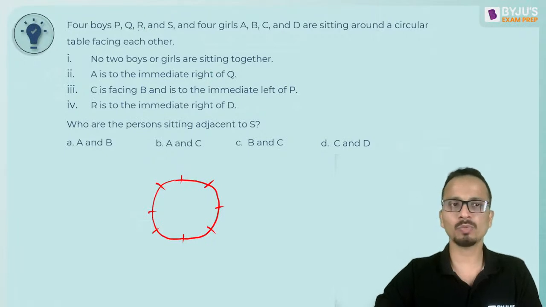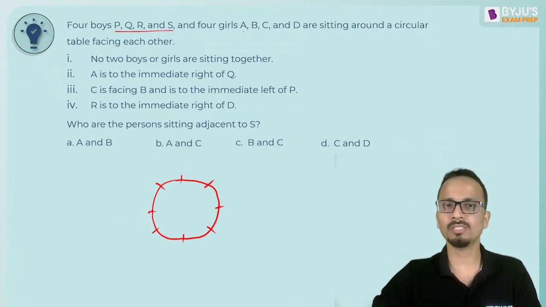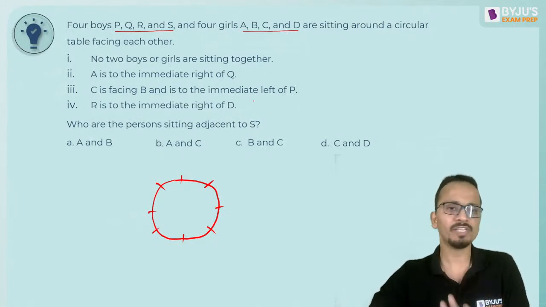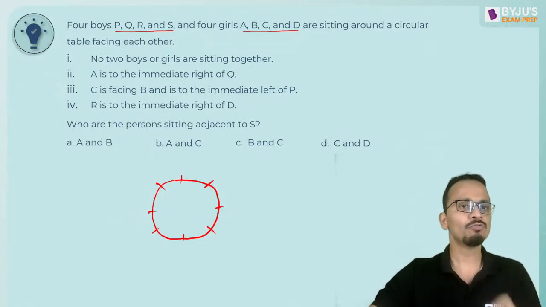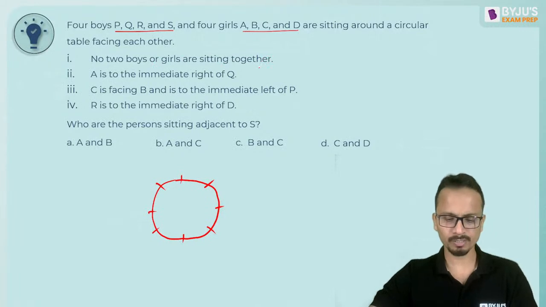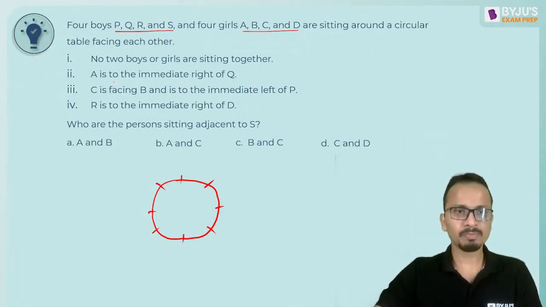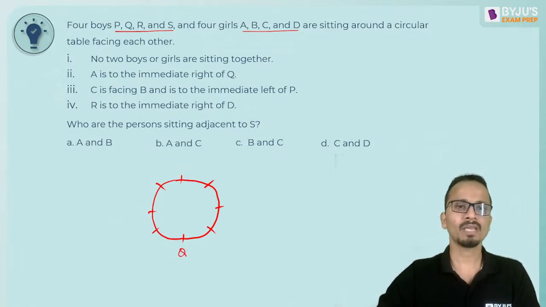All right, so let's start with this one. So we have four boys PQRS and four girls ABCD who are sitting around a circular table. All of them are facing towards each other. That means facing towards the center of the table. Now, first condition is no two boys or girls are sitting together. So we can say that the girls and the boys are sitting in alternate positions. Okay, right. Now, second statement is A is to the immediate right of Q. So I'll start by placing Q here. A is to the immediate right of Q. Second statement is done. Third statement, C is facing B.